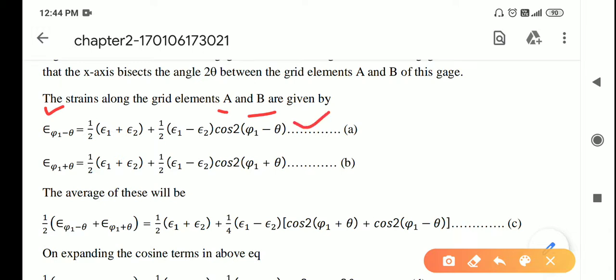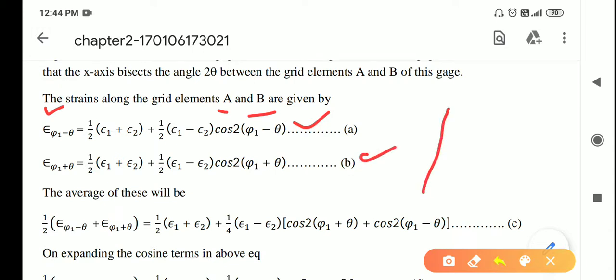Similarly, this is the strain value which is obtained in the gauge which is making plus theta, that is half of epsilon 1 plus epsilon 2, plus half of epsilon 1 minus epsilon 2 cos 2 phi 1 plus theta. This is taken as equation B.